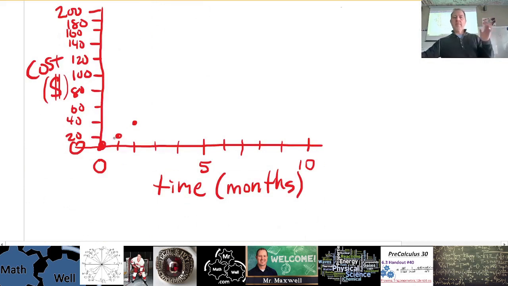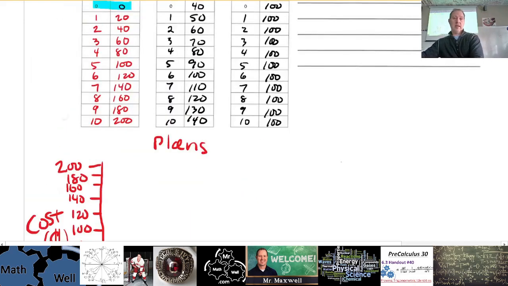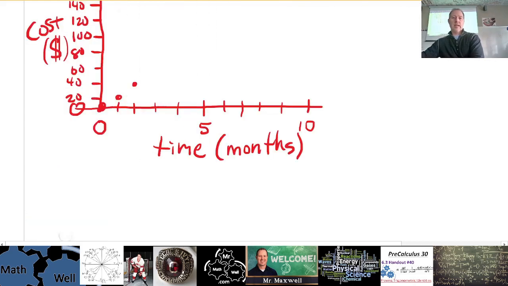3, 60. Now, remember, for those of you that are maybe forgetting this, the first coordinate, the first value there, is the x. So you go 3 units to the right, 3 months over to the right, and then up $60, put a point. So I'm going 3 to the right, and then I'm going up to the 60 mark, right in line with the 60, and that's where I put the point. Okay?